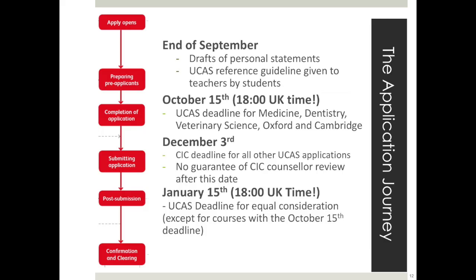So, basic kind of timeline to give you an idea of what to expect. Towards the end of September, you want to be working on drafts of your personal statements, and you want the UCAS reference guideline given to the teachers by yourself. So you want to introduce the subject of a reference to your teacher, ask them if they would be willing to do it. They don't have to have it done by the end of September, that's fine. But you want to at least broach the subject with them and then follow up with them in a couple of weeks to make sure that this is something that they can do for you.